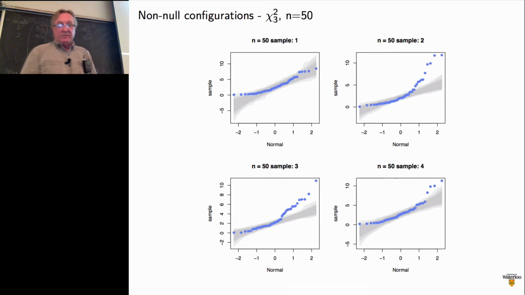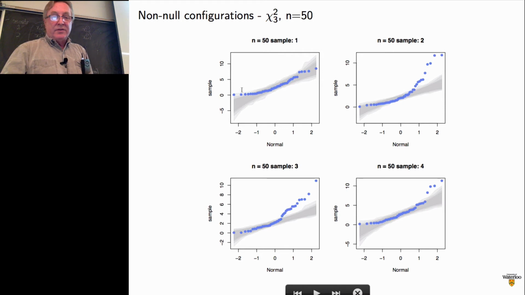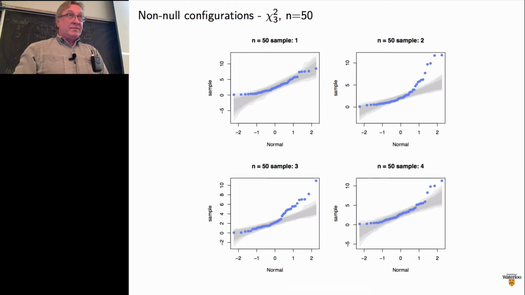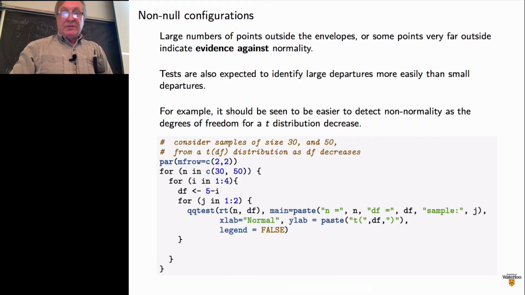Again, 50 here, certainly 3 out of 4 of them are obviously outside. This fourth one again has some points that are far too small on the left and a lot of curvature. So you think about what the shape of that is compared to a typical shape inside there. Okay, any questions? So large numbers of points outside of the envelopes, or some points very far outside, indicate evidence against the hypothesis that the data came from that particular distribution.